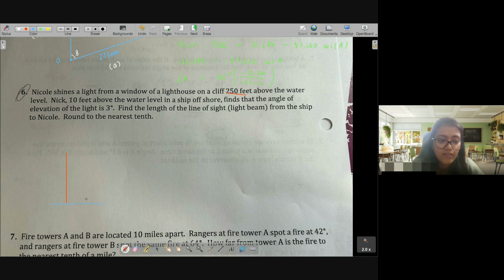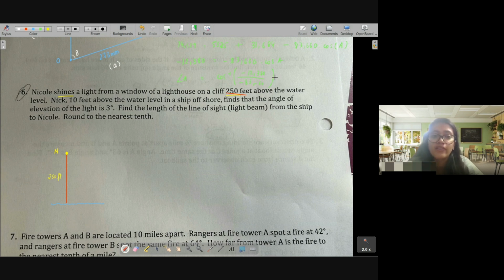This is the water level. Then on the water, there is the cliff, and on the cliff there is the lighthouse, and in the lighthouse there is the window. For all of that, it's given that it's on a cliff 250 feet above the water level. So this 250 feet is the height from where Nicole is shining a light. Let's call this the point. Here is Nicole, and this height is 250 feet.